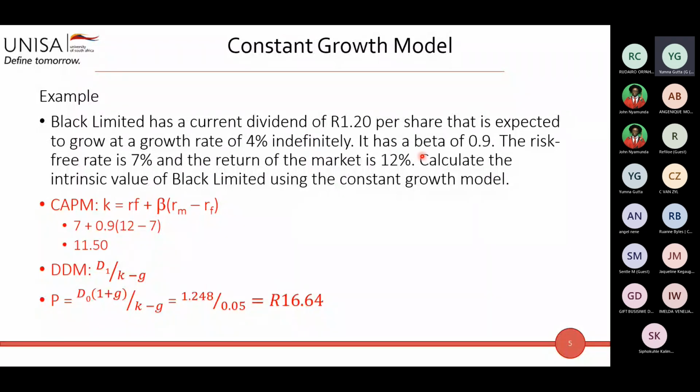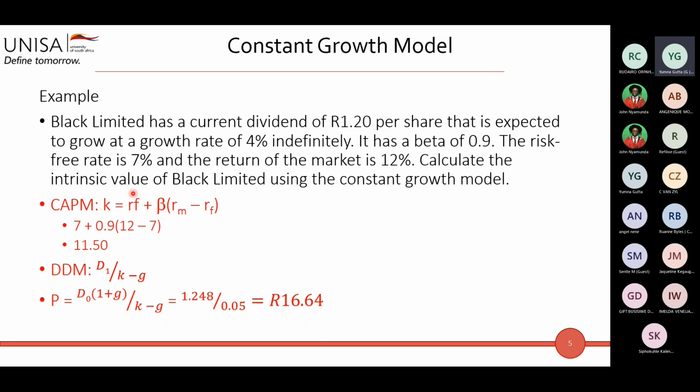It has a beta of 0,9. The risk-free rate is 7%, and the return on the market is 12%. Calculate the intrinsic value of Black Limited using the constant growth model. As you can see, the required rate of return is not given. How will you calculate the required rate of return? Whenever you see beta in a word problem or in the question, what must come to your mind is the CAPM formula.